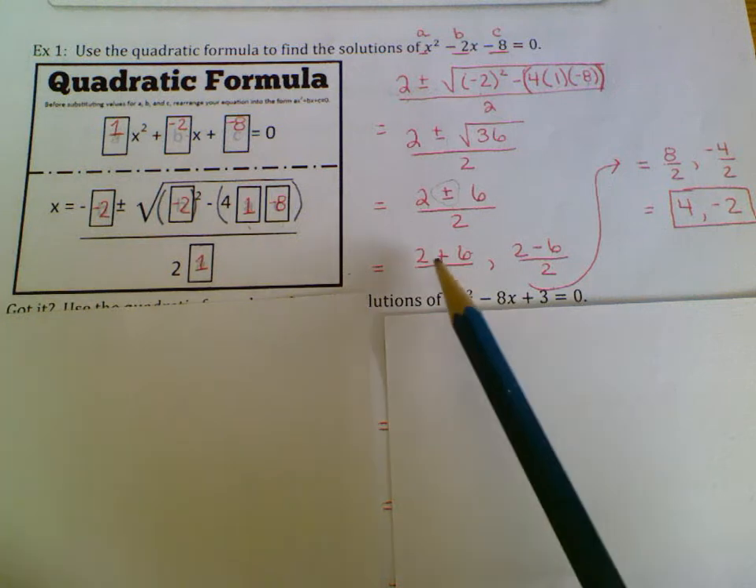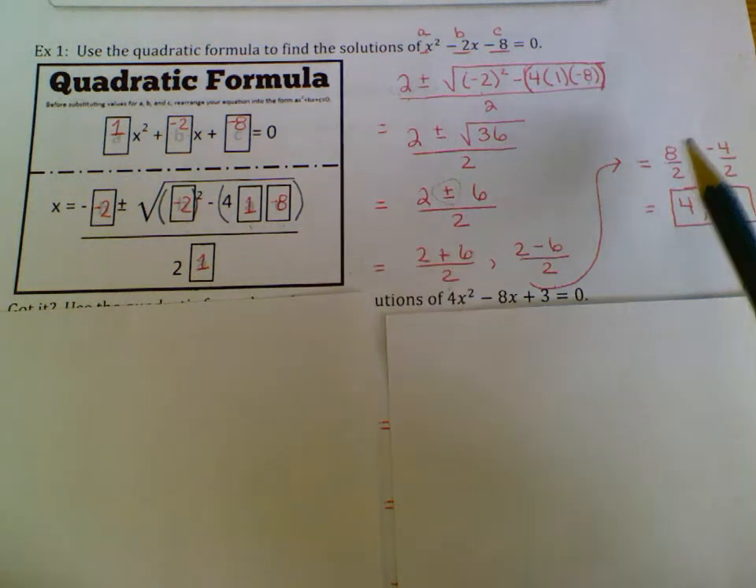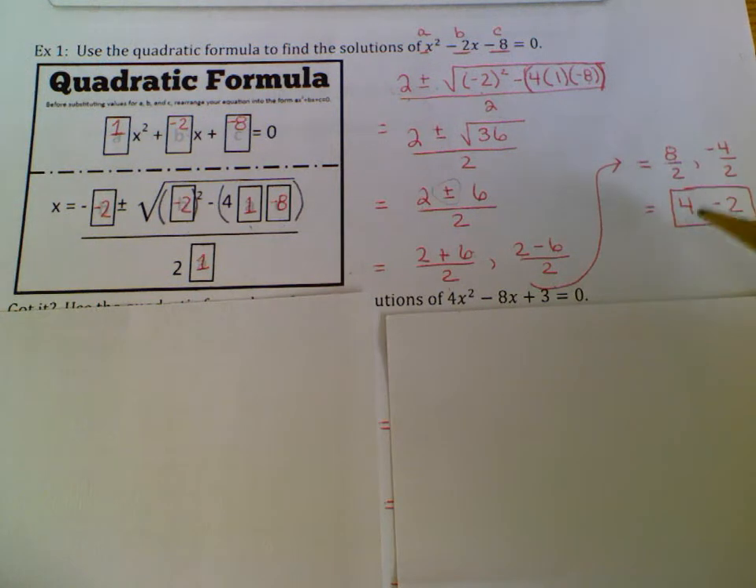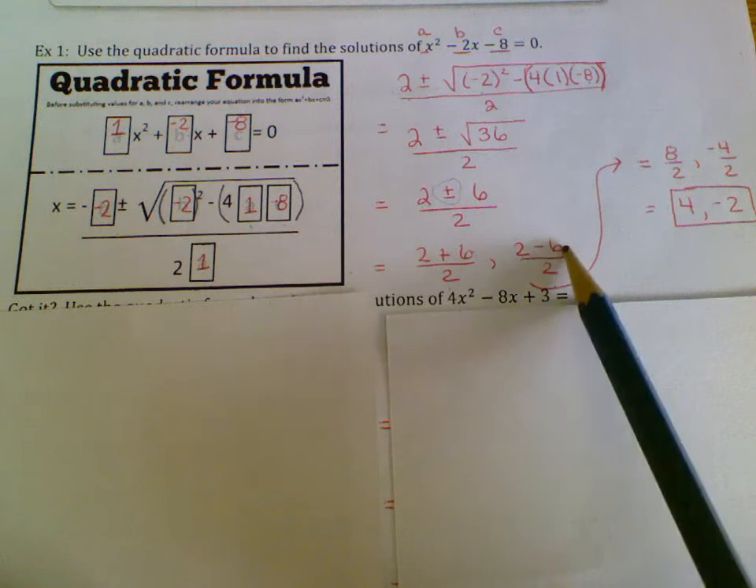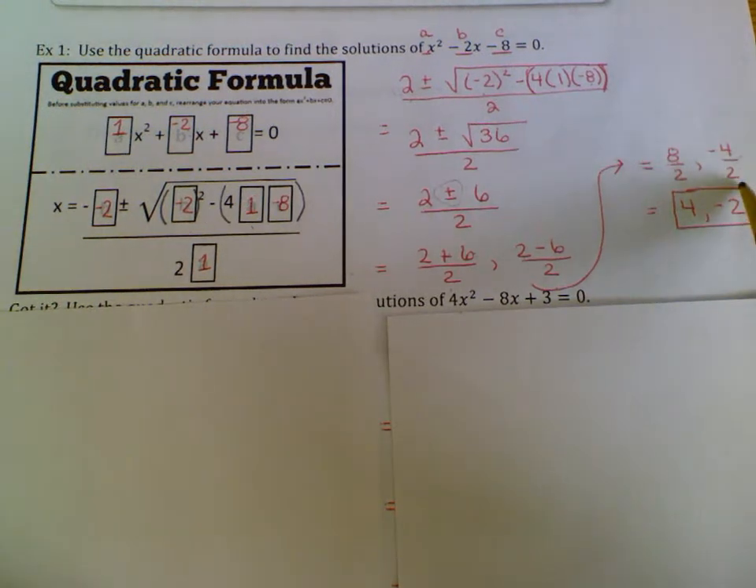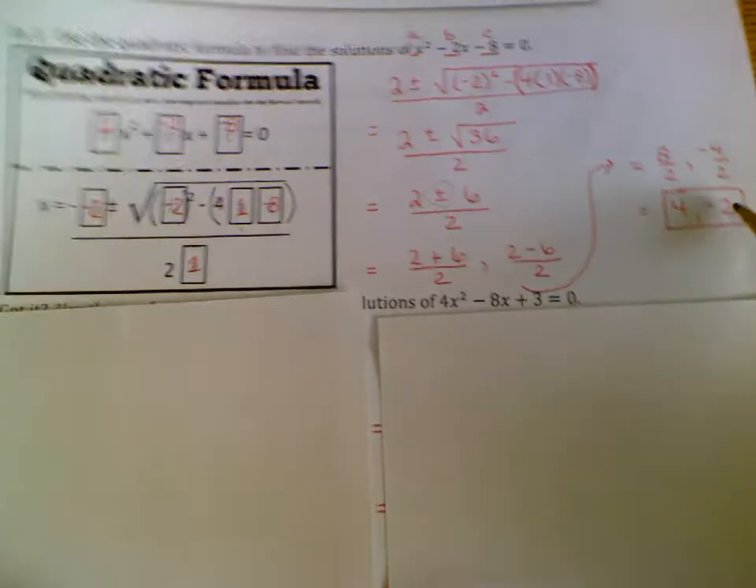Now we're going to do the rest of the problem. So we're going to do 2 plus 6, which becomes 8. And then I'm going to divide that 8 by 2, and I get 4. Same thing over here. I'm going to do 2 minus 6, which is negative 4. And then I'm going to divide by 2 and get negative 2.